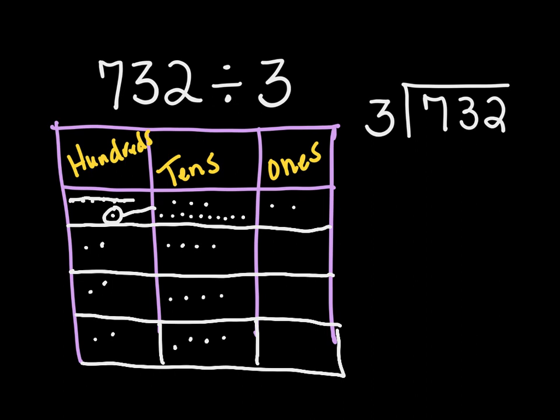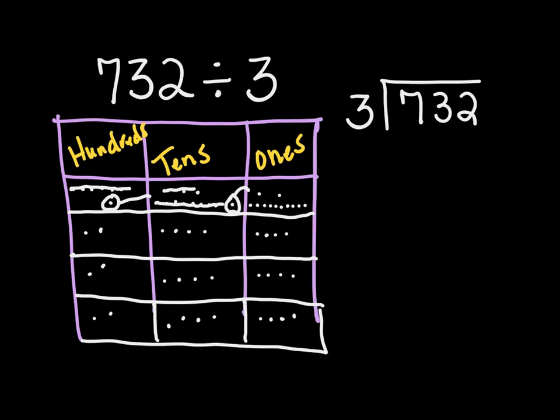There is no more room for 13. So we're going to take this and we're going to give it to the 1s. So it becomes 1, 2, 3, 4, 5, 6, 7, 8, 9, 10. So now it's 12. And we know 12 is divisible by 3. So let's break up the 12. 1, 2, 3, 4, 5, 6, 7, 8, 9, 10, 11, 12. There we go. How many hundreds do we have? We have 2 hundreds. How many tens? We have 4 tens and we have 4 ones. So 732 divided by 3, the quotient is 244.